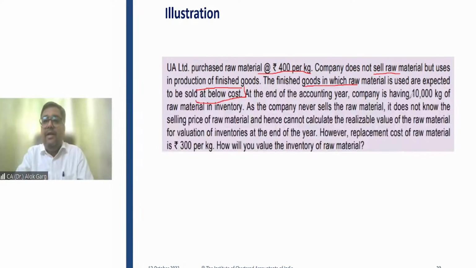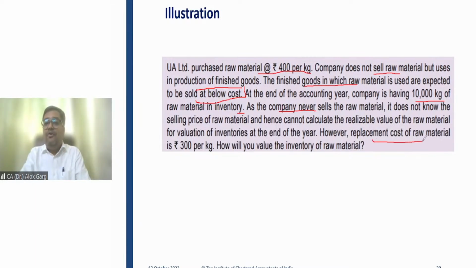At the end of the accounting year, the company has 10,000 kgs of raw material in inventory, lying in the godown. As the company never sells the raw material, it does not know the selling price and hence cannot calculate the realizable value for valuation of inventory. Since the company is not selling, how will it know the NRV? NRV is net realizable value, an entity-specific value. You remember I told you, in this case, the raw material will not be recognized at cost. It is to be valued at NRV or replacement cost.